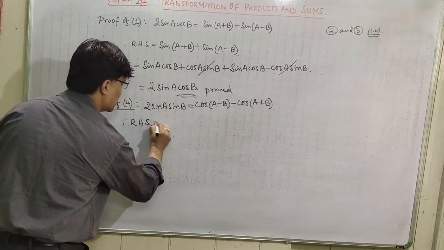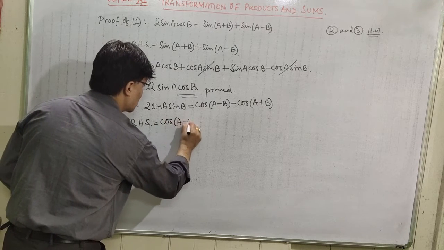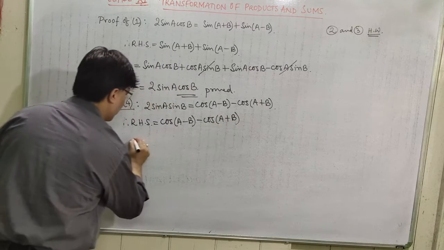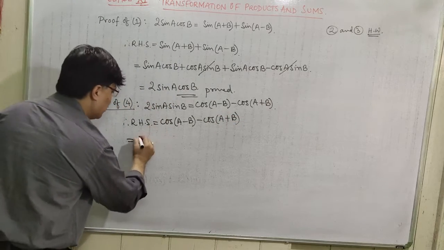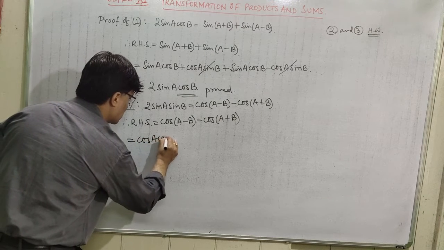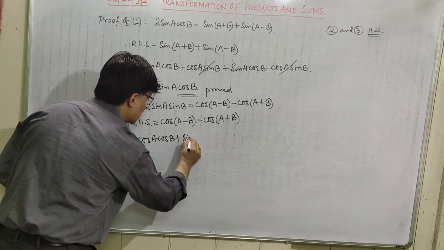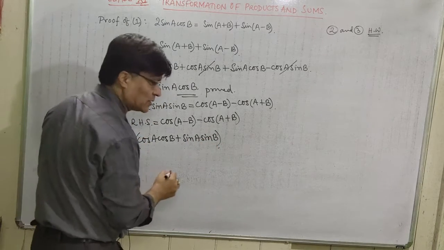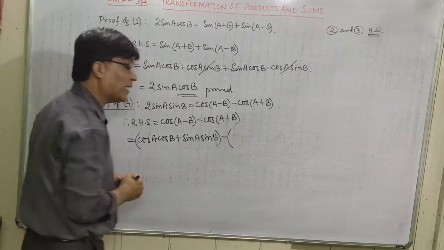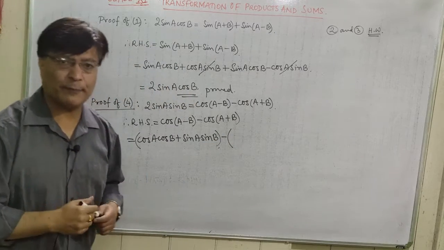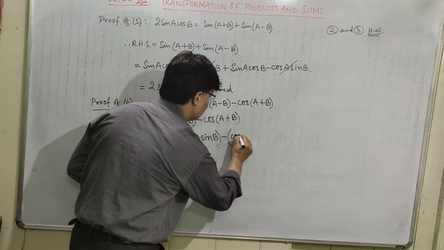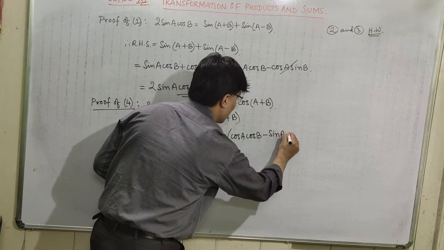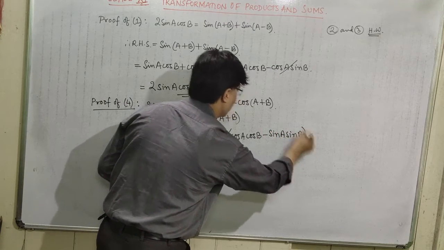So RHS is equal to cos of A minus B minus cos of A plus B. So what is the formula for cos of A minus B? You know that it is cos A cos B plus sin A sin B. So let us put it within bracket, minus, and again within bracket. What is the formula for cos of A plus B? It is cos A cos B minus sin A sin B, right?